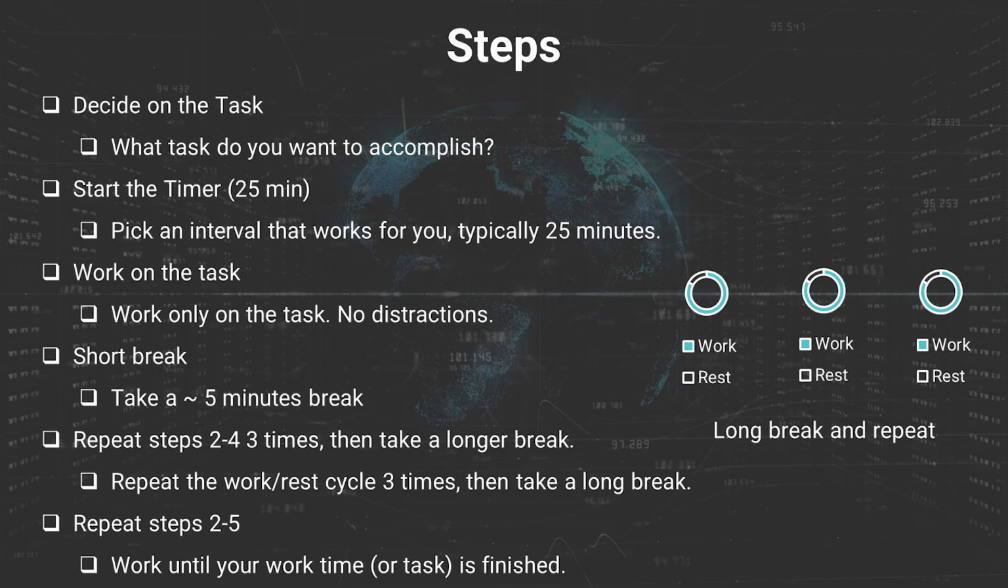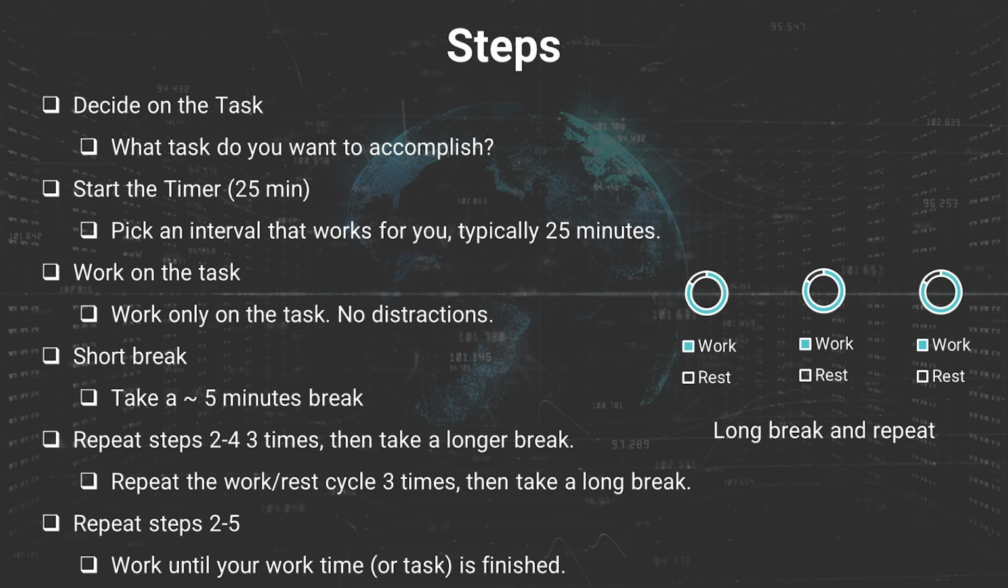Work only on the task. After 25 minutes end, take a short break. You can stand up from your desk. Maybe you can answer that phone finally, write that message, but it's better to stay away from the computer if you work on your task at the computer. After 5 minutes, come back to your task and work again for 25 minutes with no distractions. And then again a short break.